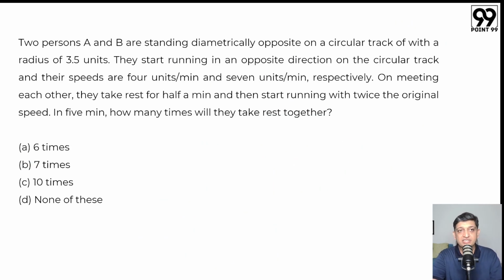Let's look at the next question now. Two persons A and B are standing diametrically opposite on a circular track with a radius of 3.5 units. So again, have a look at this, try this, and then have a look at the solution.